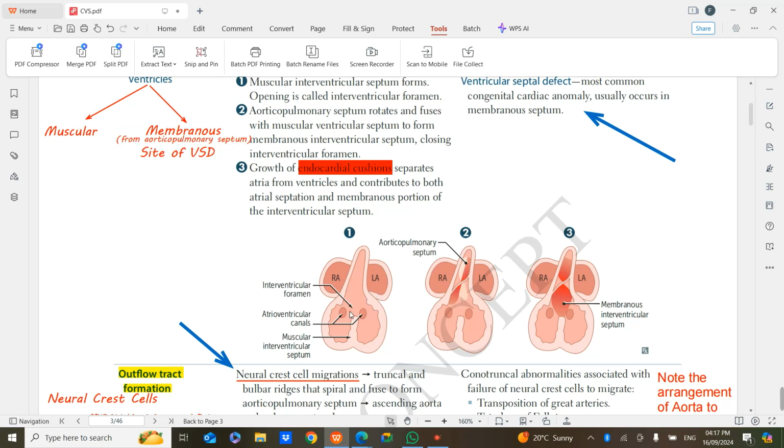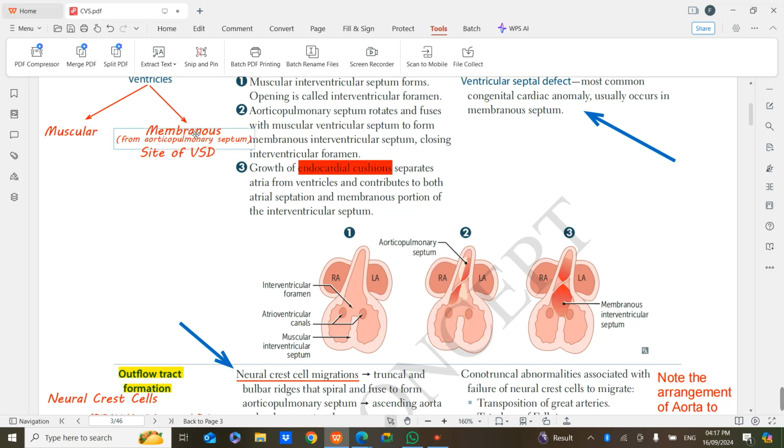And when you are also making reference to the septation of the ventricles, you also make reference to the endocardial cushion. So if at all you now enter into the exam, you forget endocardial cushion, you deserve to be crucified. Because you can't go there and they are mentioning endocardial cushion and you're like, I don't know, I've never heard of it before. That would be a dangerous game. So that is that aorticopulmonary septum.